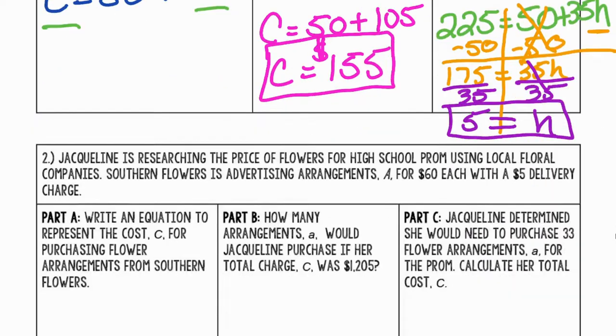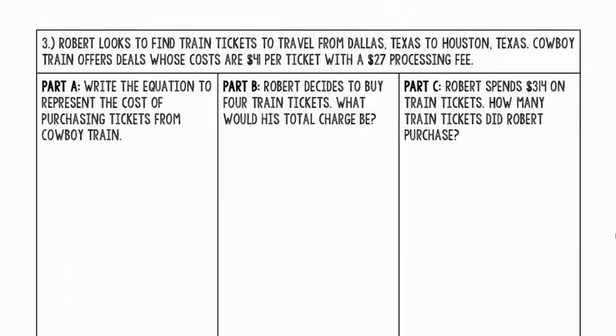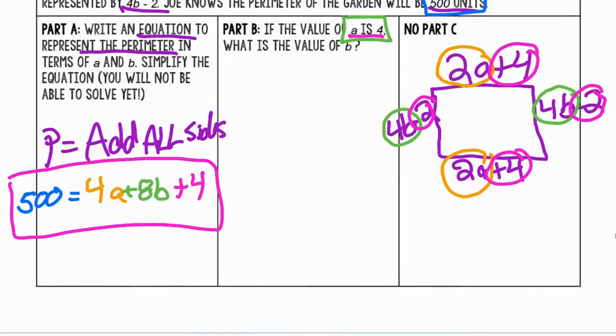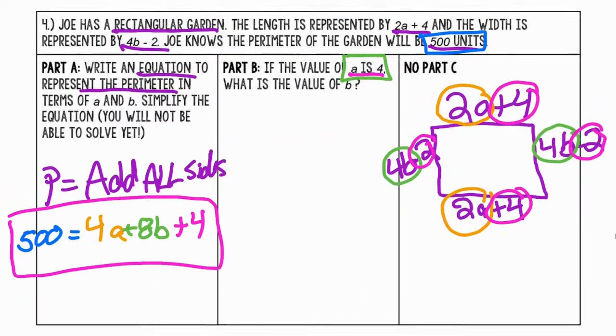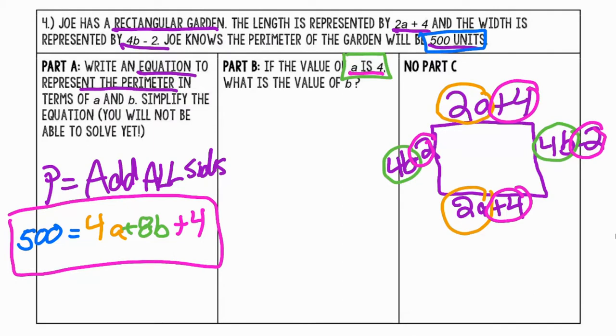So notice, if you have 2 variables, you're going to have to plug in for something before we can actually solve, okay? So that's what they've done. They've given me a value for A so that I could solve for B. They want me to find the value of B. So here we go. I'm going to do that. So I know that 500 is equal to 4 times whatever A is. Now remember, they gave me the value of A. They said it was 4. So I'm going to plug that in, plus 8 times B, I don't know what B is, plus 4.